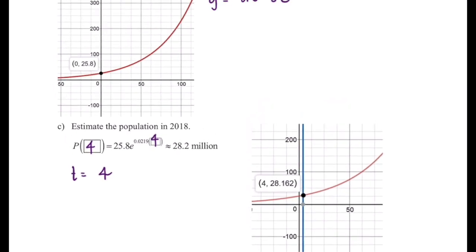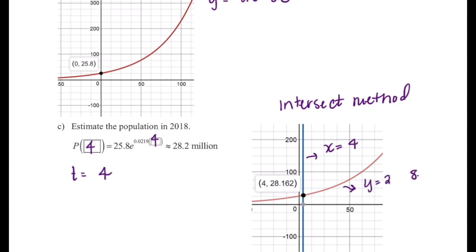Another way we could do that is using the intersect method using Desmos, where on one line I have x equals 4, and where does it intersect my function that we had classified earlier, y is equal to 25.8 e to the 0.0219x. And where do they intersect? At 4 years, they intersect at a population value of about 28.2 million.